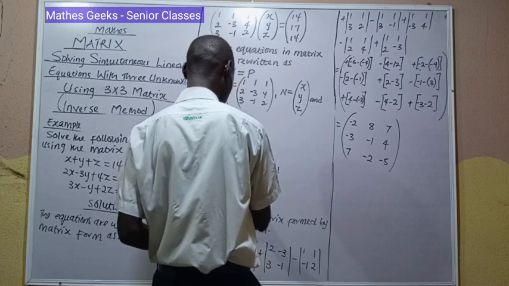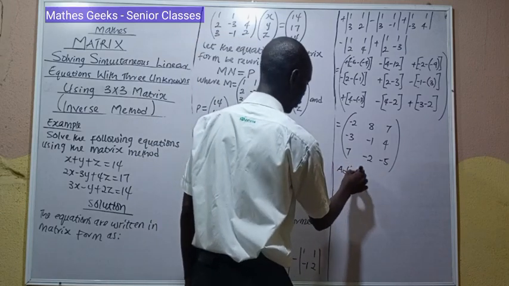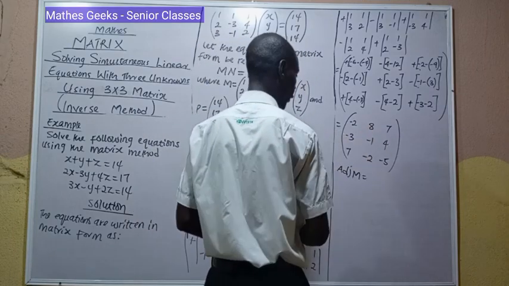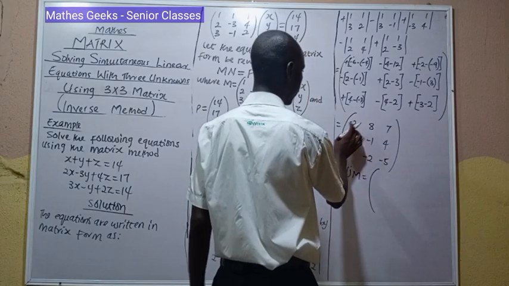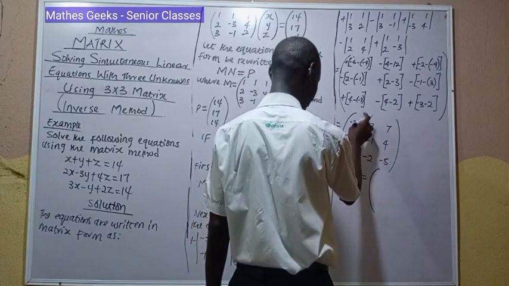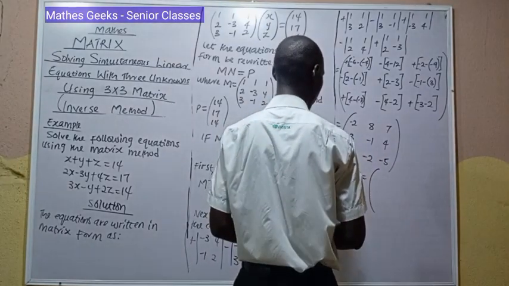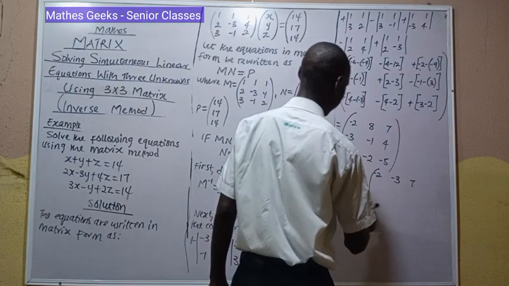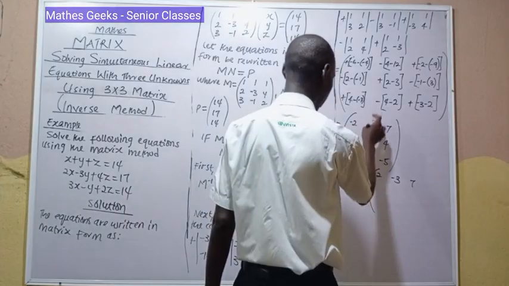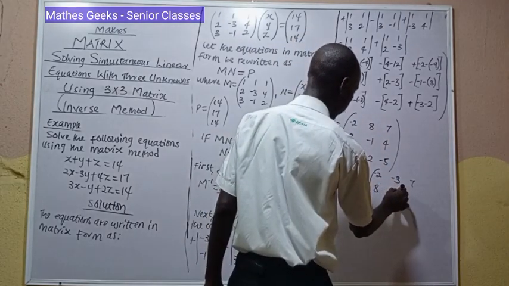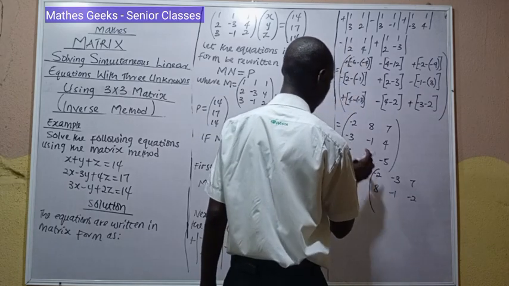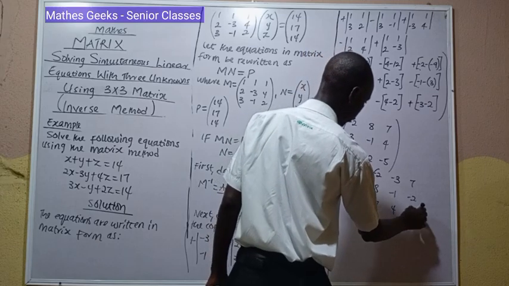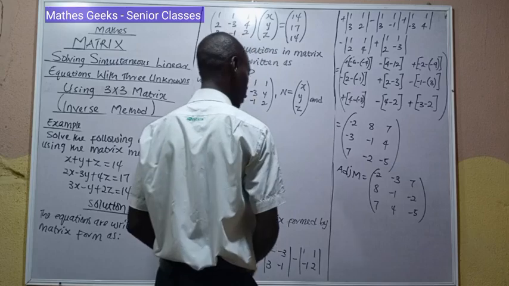So now let's look for the adjoints. Adjoint M is the transpose of the matrix formed by cofactors of M. When we transpose, we can transpose by column or by rows. So let me use column. Our first column will become our first row: minus 2, minus 3, 7. Our second column will be our second row: 8, minus 1, minus 2. And our third column will be our third row: 7, 4, minus 5. So this is the adjoint of M.